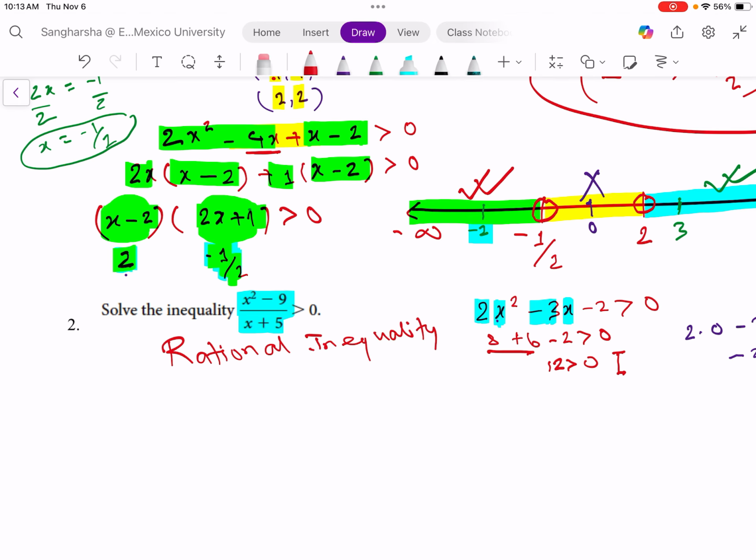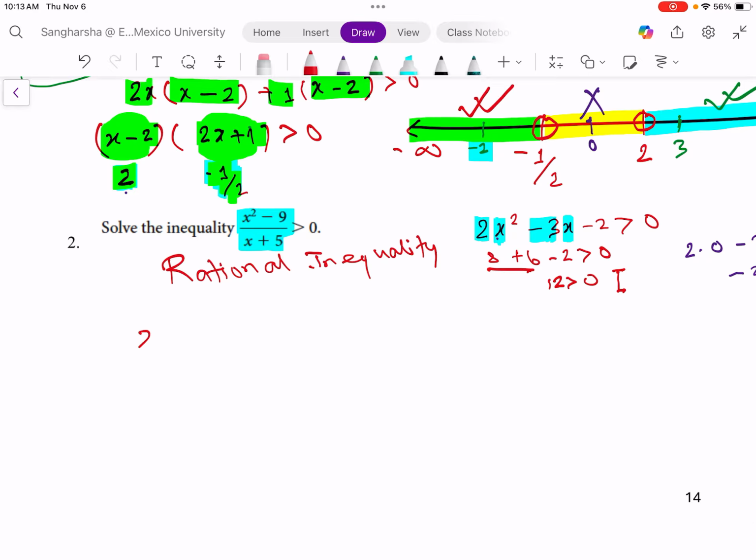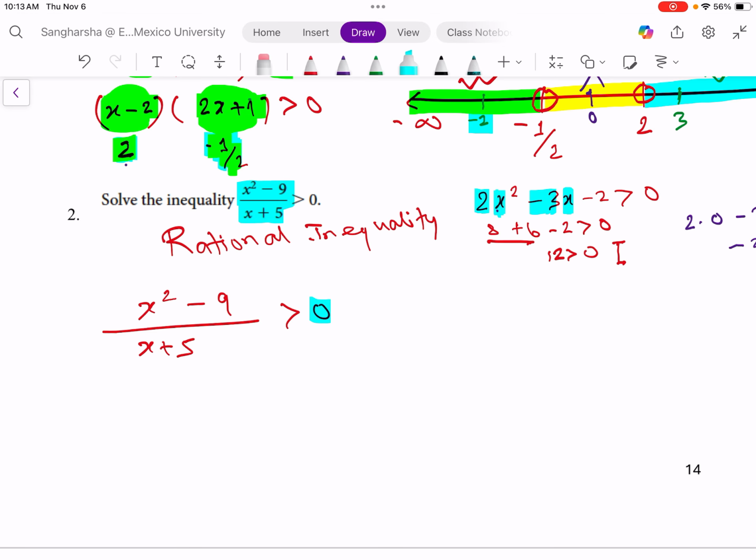So let me rewrite that. We have (x squared minus 9) divided by (x plus 5) greater than 0. First step is that we make 0 on one side, which we already have here. Now second step, we have to factorize our numerator and denominator. Since this is a rational inequality, we have to factorize the numerator and the denominator.